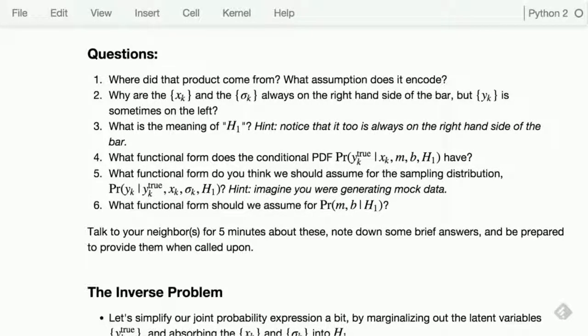What functional form do you think we should assume for the sampling distribution, that is the probability of the data yk given the parameters? And then what functional form should we assume for p of m and b? So have a think about those on your table for about 5 minutes. You will need to talk to each other.